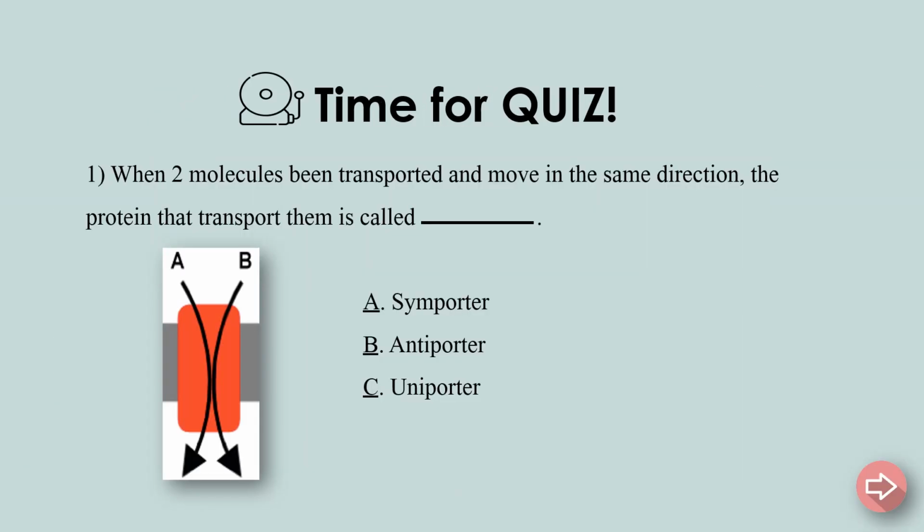Time for quiz. Question 1. Hashim puts a tablespoon of sugar into a glass of water. After a few minutes, the sugar has disappeared. What happened to the sugar? Simple diffusion, facilitated diffusion, osmosis.